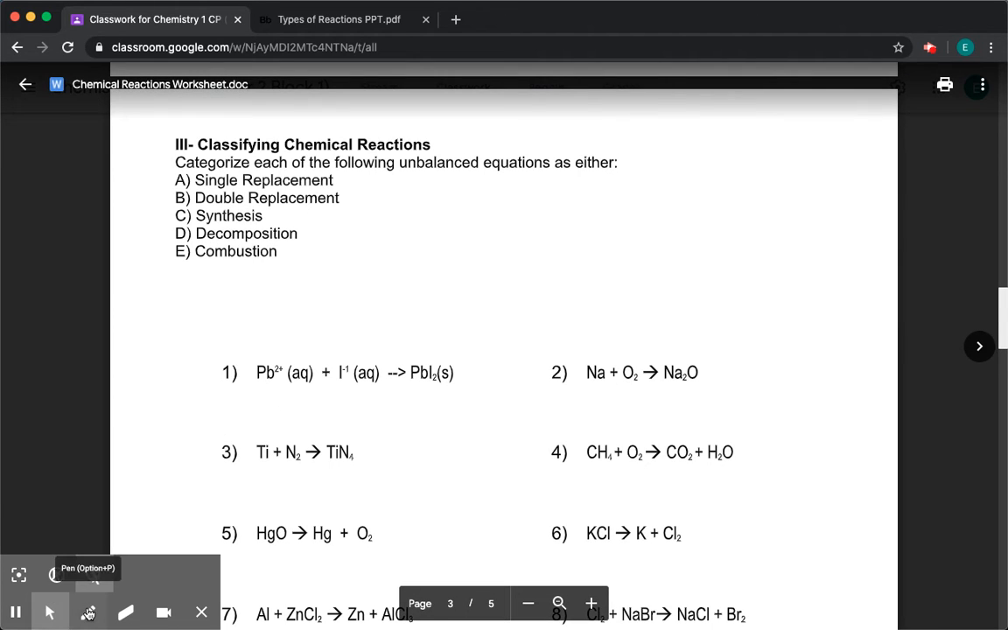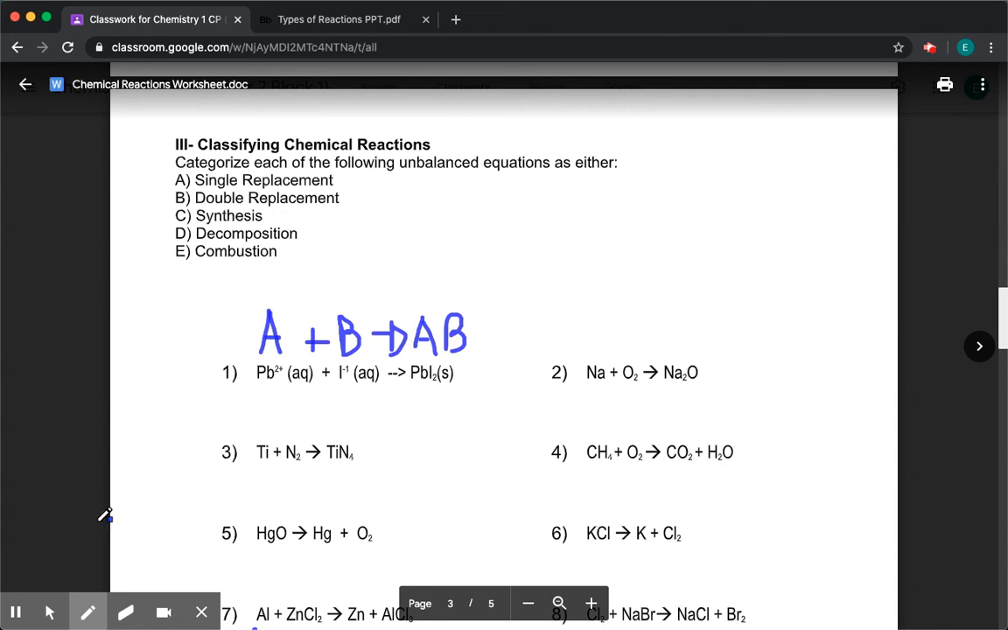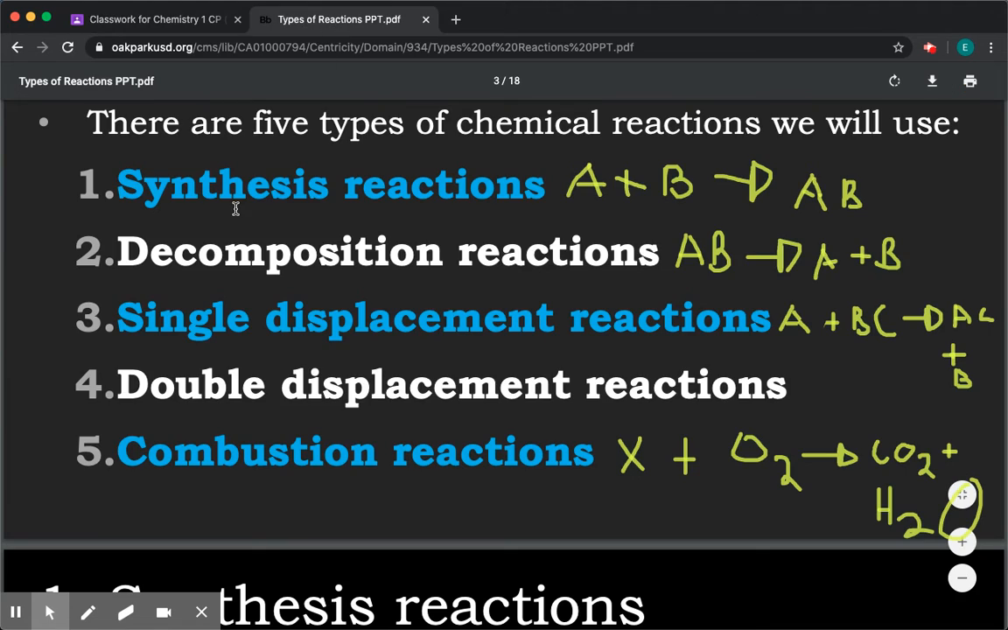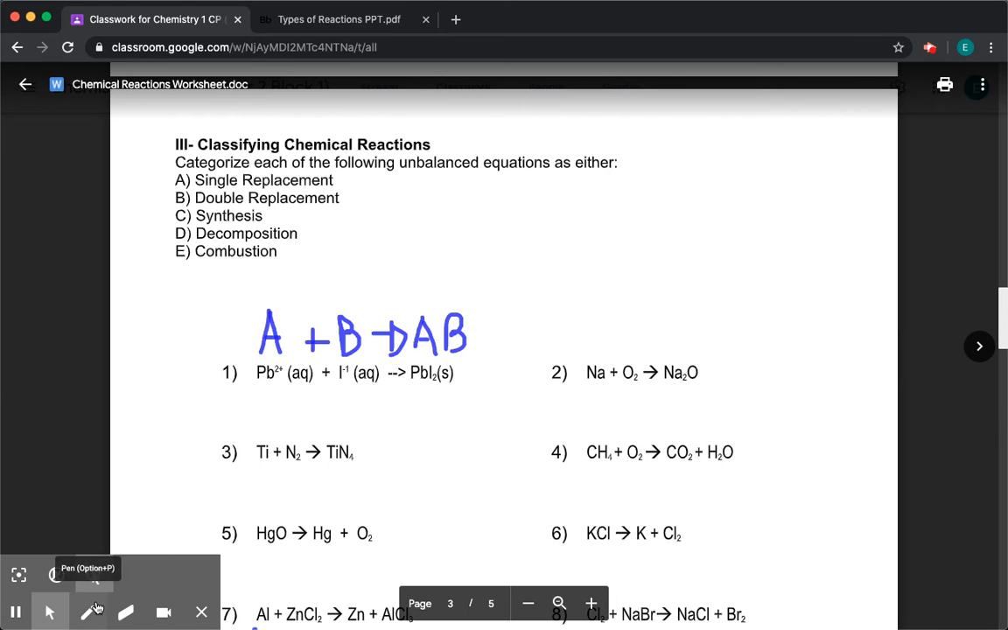What is happening in one? I have one single element here. Let's call that A, plus another single element B. And they're being combined together. What does this look like to you? What type of reaction does this look like? Go back to the slides. A plus B makes AB. This looks like synthesis. So number one would be synthesis.